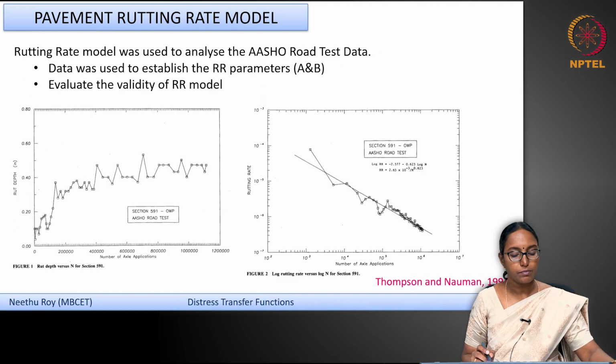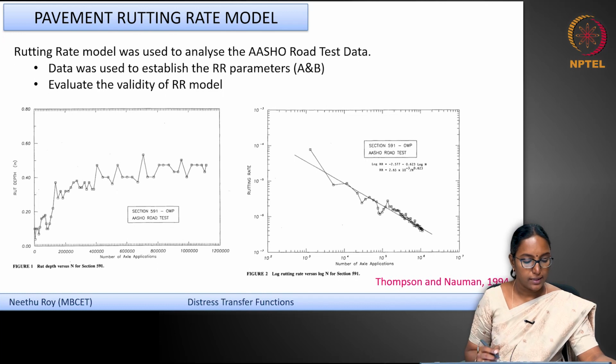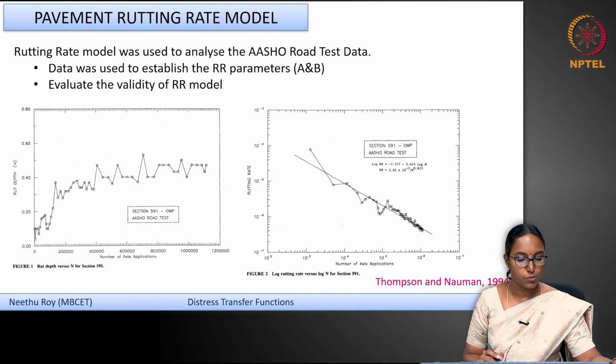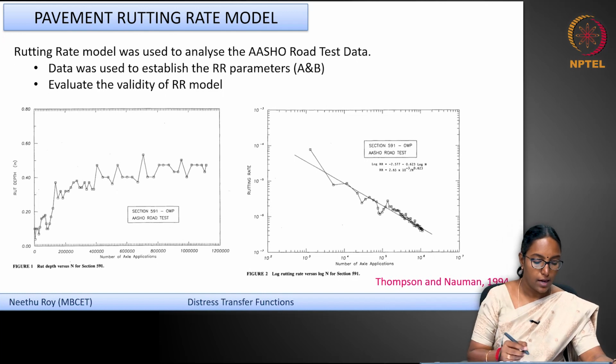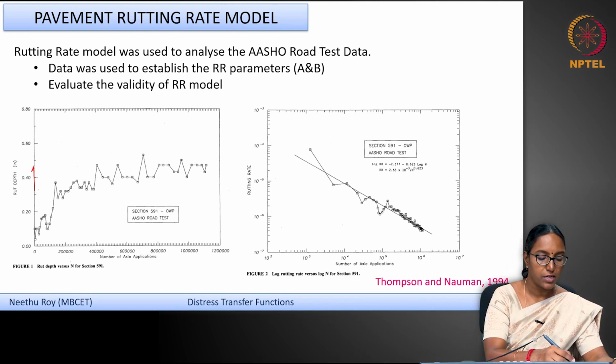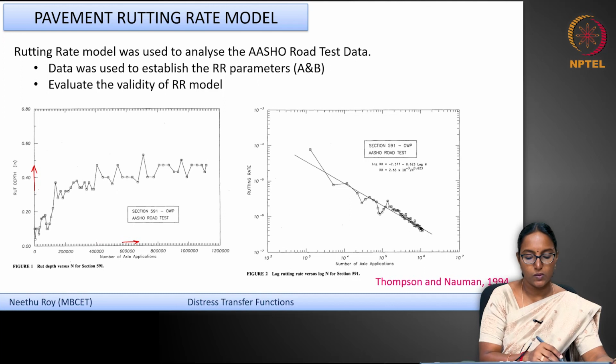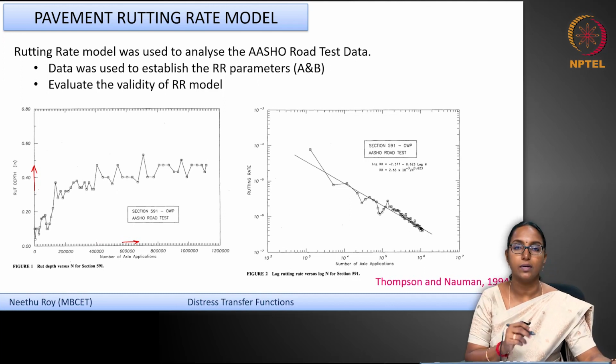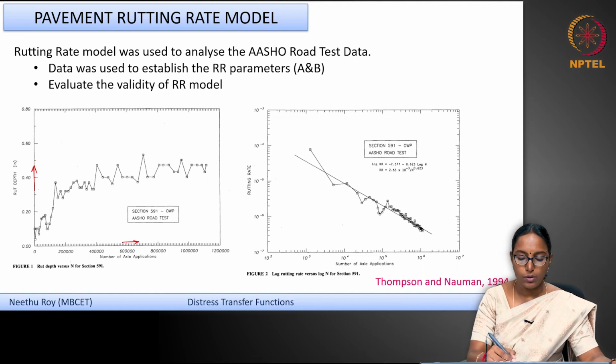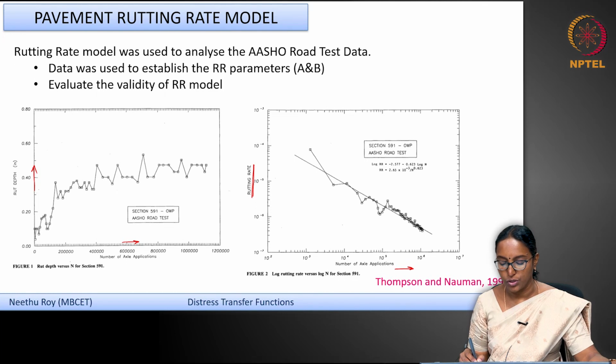Okay. So, this is some data that has been used for the development of such models. You can see that from the AASHO road test data, the American Association of State Highway Officials road test data, we see the rut depth versus the number of applications of the loads. This data is given for a certain road test stretch, and in a log scale you can plot the rutting rate versus the number of applications.